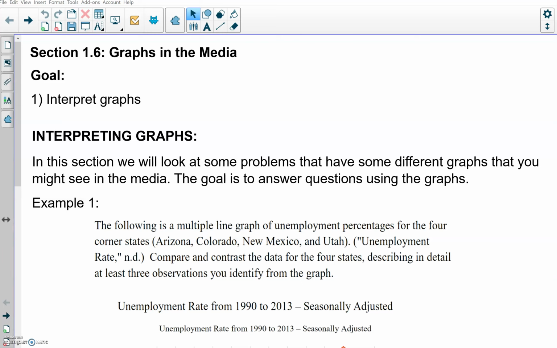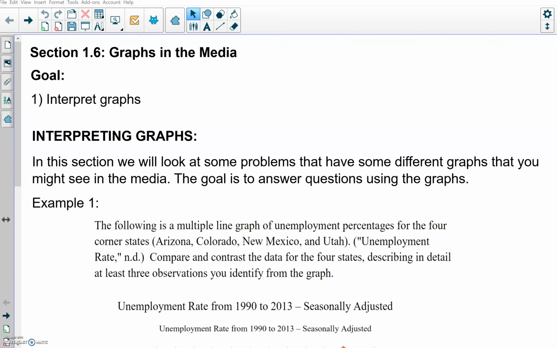Section 1.6, Graphs in the Media. So in this section, the goal is really just to interpret graphs. If you're out there looking at a newspaper, a magazine, or an internet article, sometimes there are going to be graphs that the writer has put into the article to try and convey information to you quickly in that one picture.